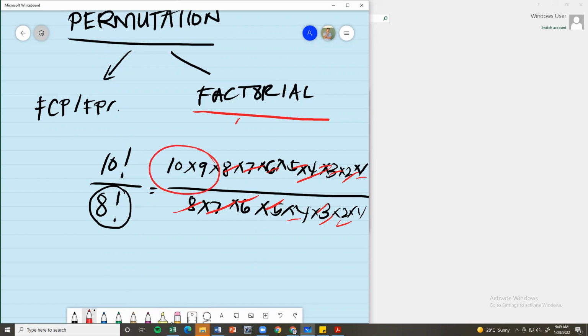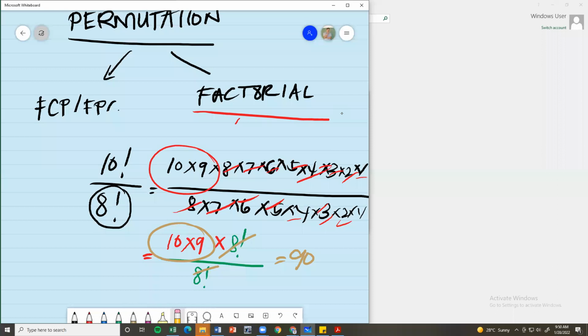Better yet, if your solution will just be 10 times 9 times 8 factorial, let me change the color of that para mas kitable, over 8 factorial below. From there, you can cancel that and you're just left with 10 times 9, which is 90. So that's another simpler way on how to solve that. Can you follow? Show me a reaction if that's clear. So aside from the calculator, at least you have a faster way on how to solve this. Can you follow? Very good.